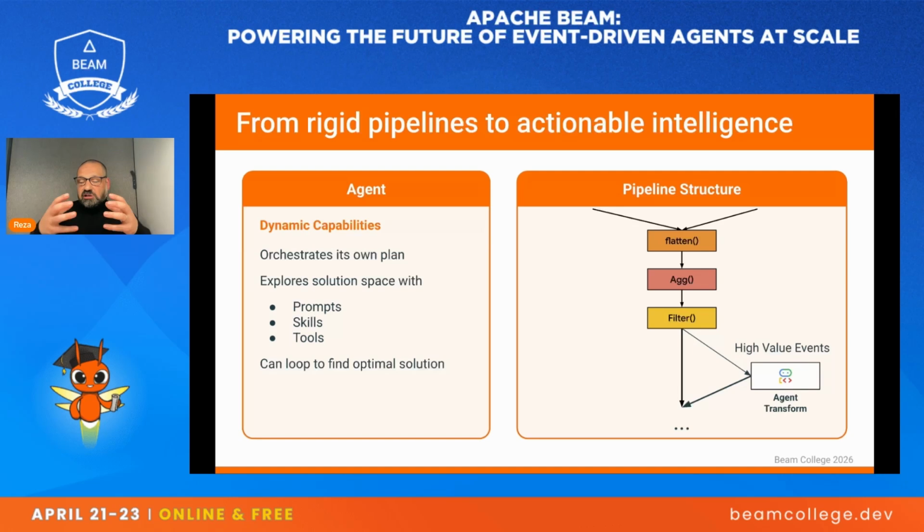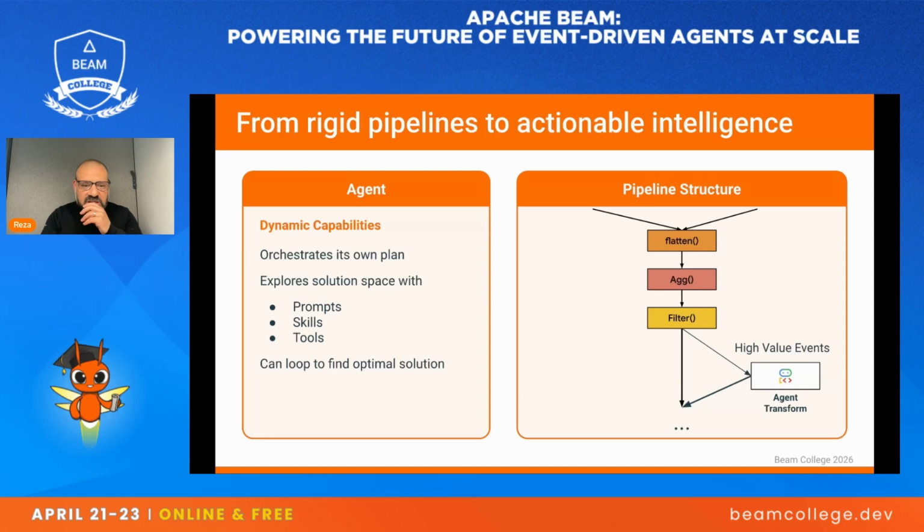So it's looking at the context it's received and deciding what are the types of things that I need to do with this, using its own solution space of prompts, skills, tools, the things that you've provided to that agent to be able to go and explore the problem. And not only can it decide on its own plan and carry out that plan, it can also loop. So it can try multiple times to actually get to the solution that it wants.